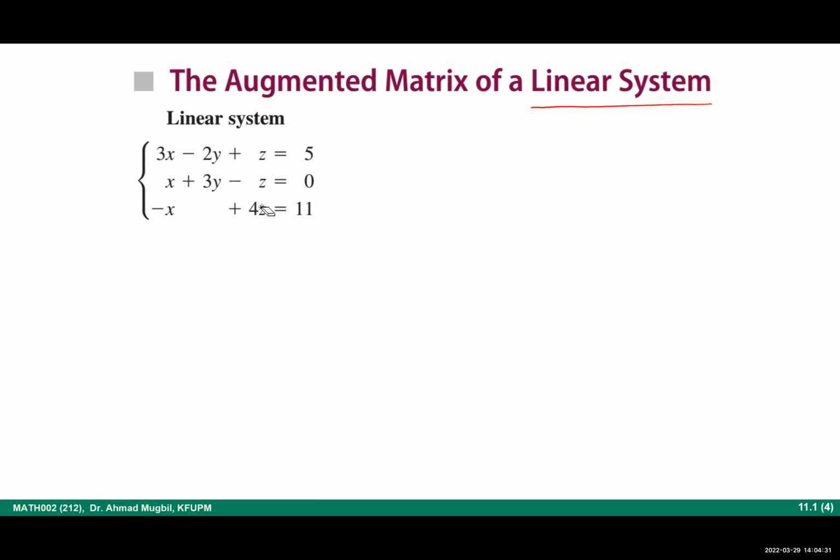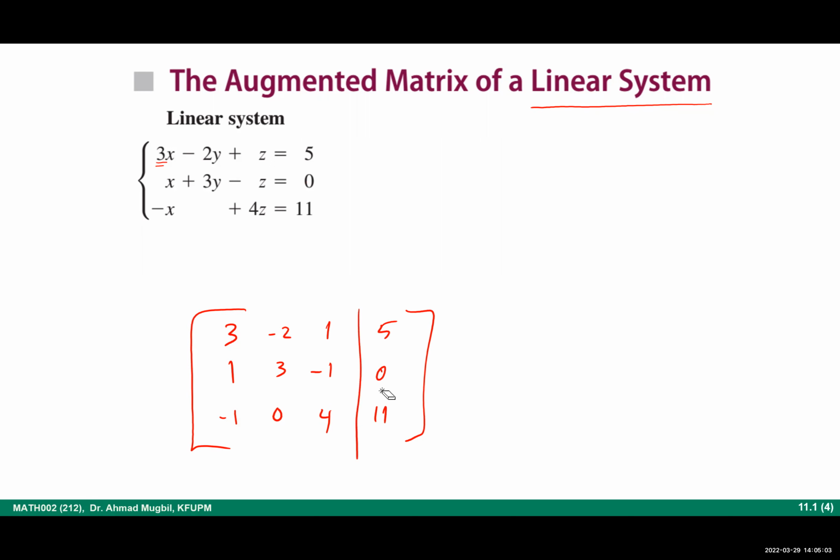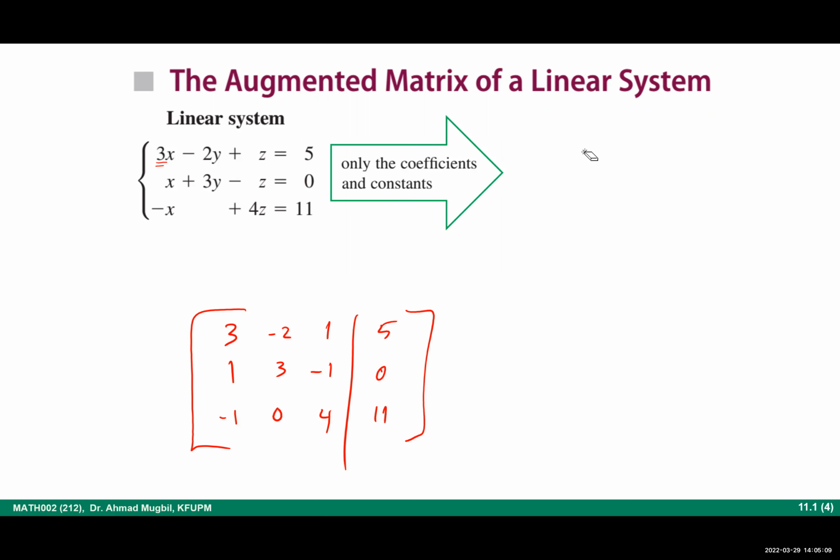Now, if you just take the coefficients of x and write them in the 1st column, and the coefficients of y and write them in the 2nd column, here we don't have y, so it is 0. And write the coefficients of z, only the coefficients 1, -1, and 4, in the 3rd column. And then you write the constants 5, 0, and 11. You have what is called the augmented matrix. In some textbooks, they separate with a vertical line like this. So this is what is called the augmented matrix. It is the matrix of the coefficients and constants.